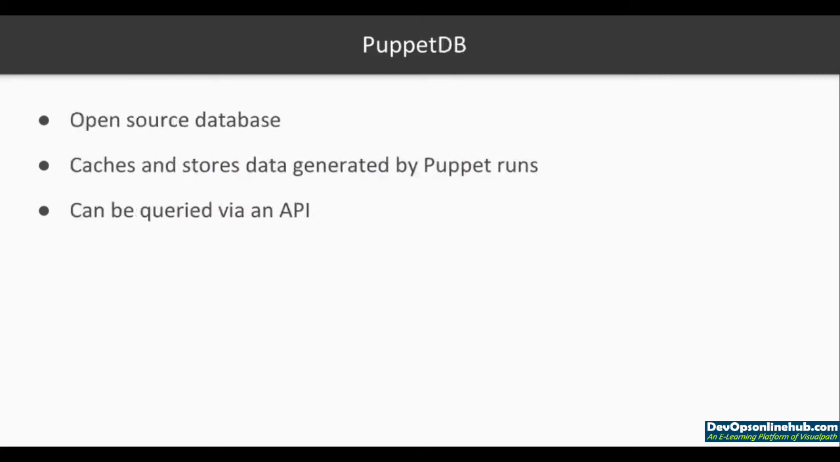Puppet DB. Puppet DB is an open source database that caches and stores data generated by Puppet. All the data that are collected from Puppet runs on the infrastructure are stored in Puppet DB, which can then be queried through an API provided by Puppet DB.